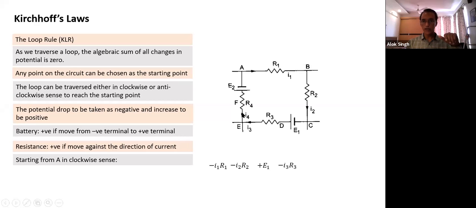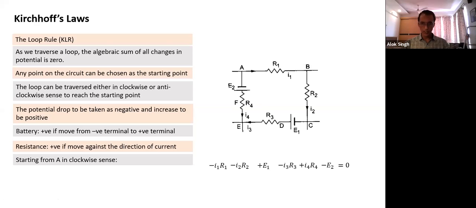But when I come here, what I find now? Which direction am I going? Upwards. Which direction is current flowing? Downwards. So here the direction in which we traverse resistance R4 is opposite to the direction of current. Hence, this one will come as positive. I hope this point is well understood. Plus I4 R4. Then again, I cross the battery from positive to negative. Positive to negative is minus E2. And I reach back the same point A, so I equate it to 0. Thus, application of Kirchhoff's loop rule.